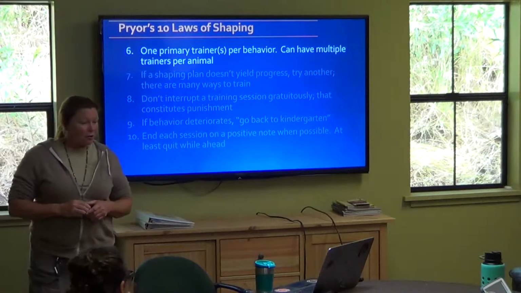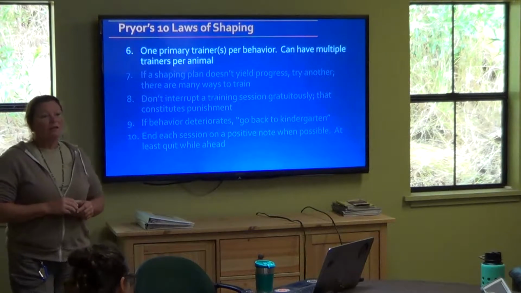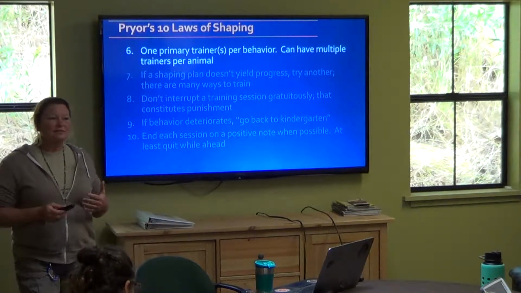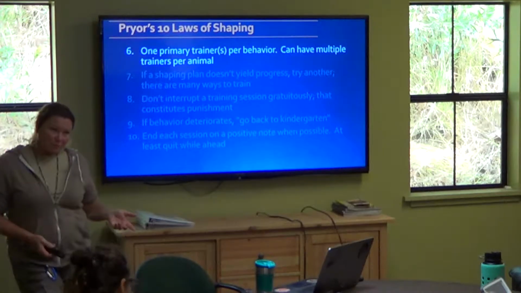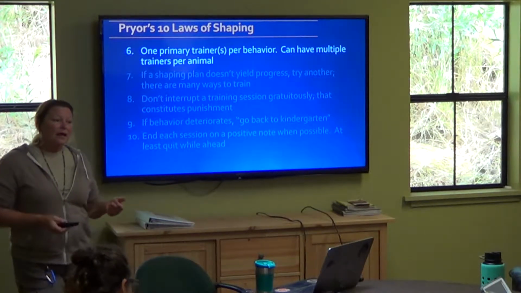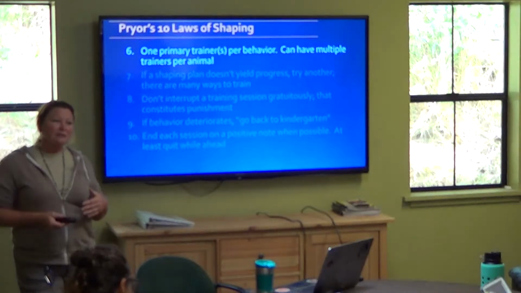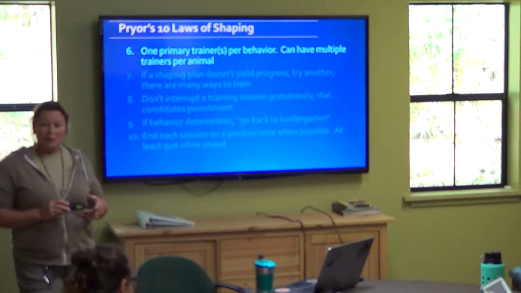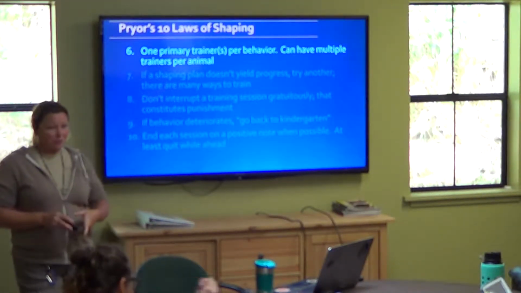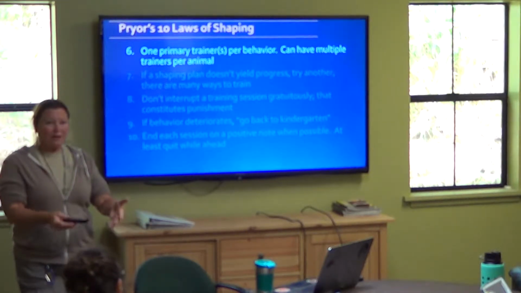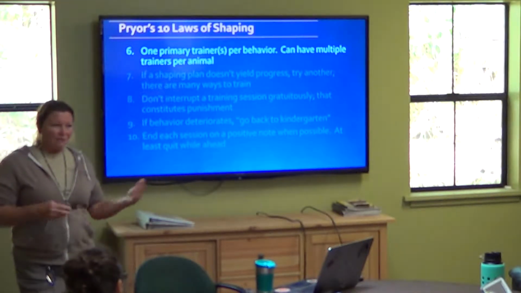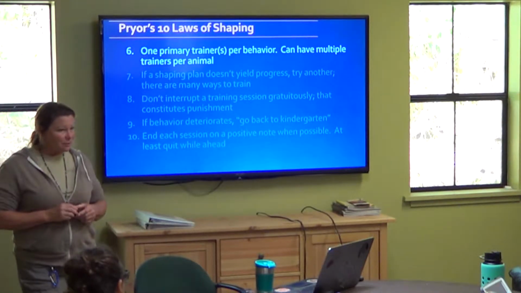One primary trainer per behavior. There are a number of different ways to decide how you want your training program to look and how your primary trainers work. Typically, it's best to have one person train a new behavior to completion and then transfer that behavior to other people, so that obviously just one person isn't the only one who can do it.